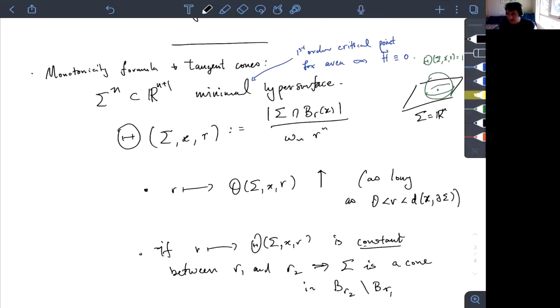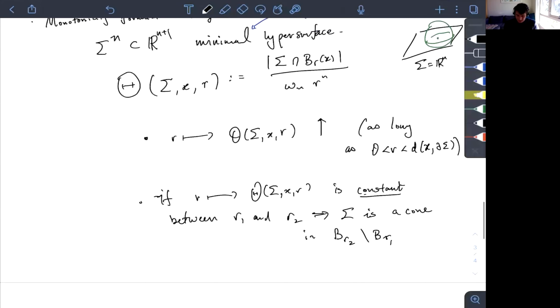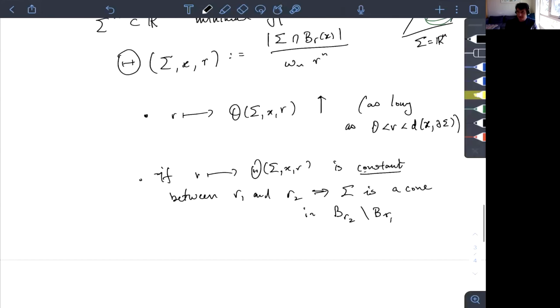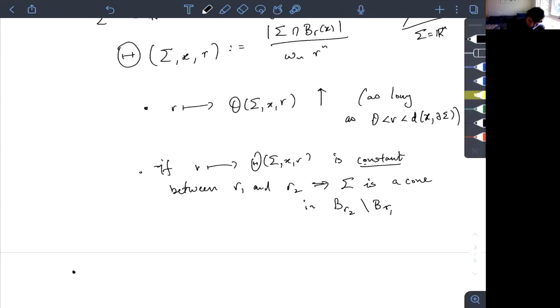And the other fact is that if the area ratio is constant between two radii, then the resulting surface is a cone in the annulus. And so this fact is very important in the analysis of minimal surfaces. And in particular, some consequences of this: because it's a monotone function, we can take the limit as r goes to 0. So this limit will exist, and we can define it to be theta of sigma at x.